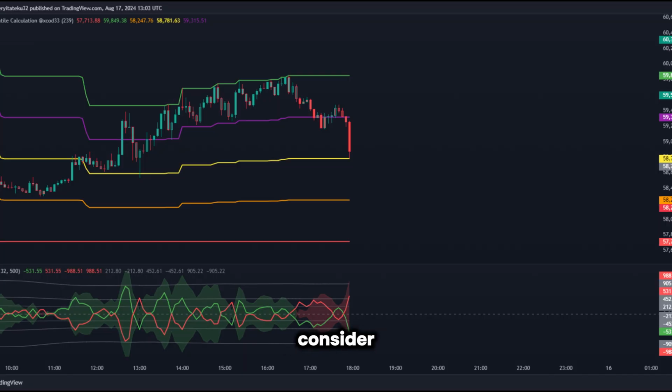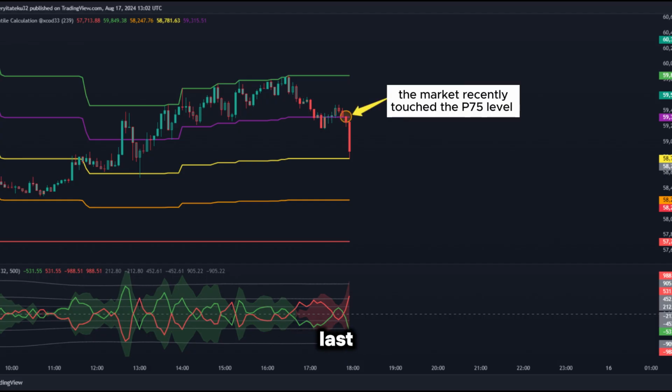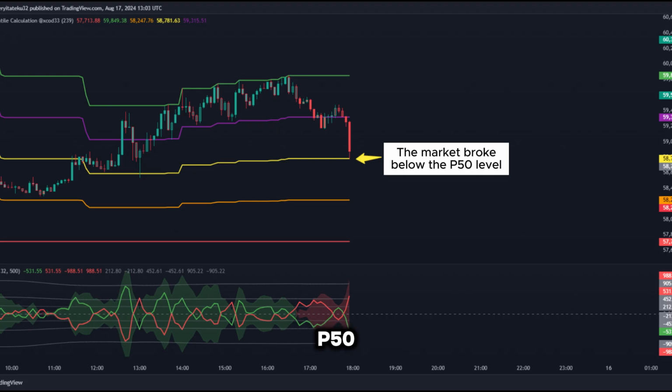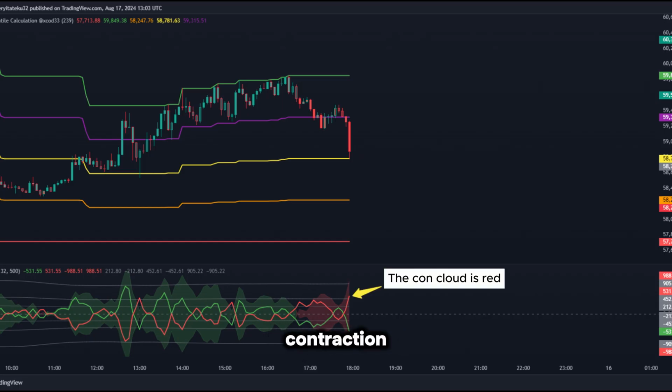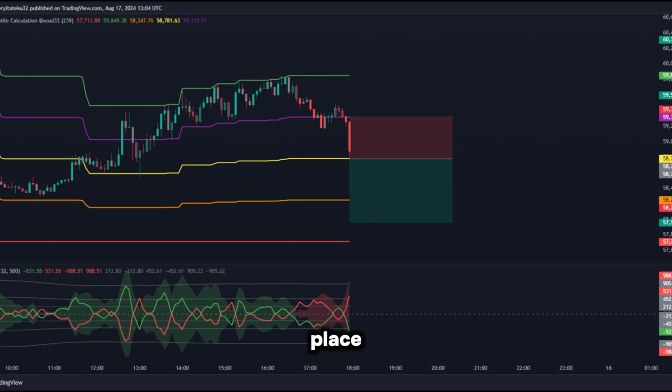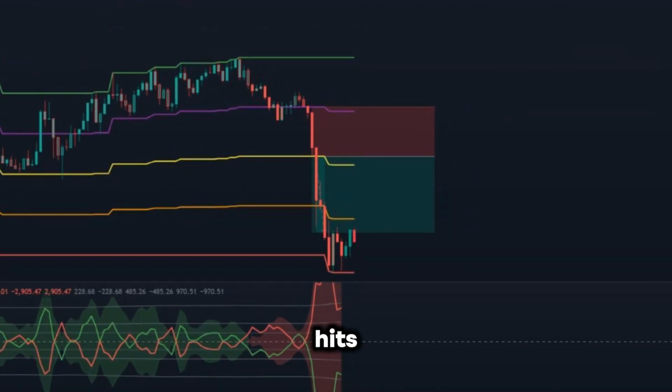Again, let's consider a scenario where the market has last touched the P75 level of the percentile indicator. Afterward, it broke below the P50 level of the percentile indicator, and the con cloud of the Expansion Contraction Indicator is red. All conditions are met, so we place a sell order. The stop loss is set at the P75 level of the percentile indicator with a risk-to-reward ratio of 1 to 1.5. The market hits the target. We'll look for additional trades.